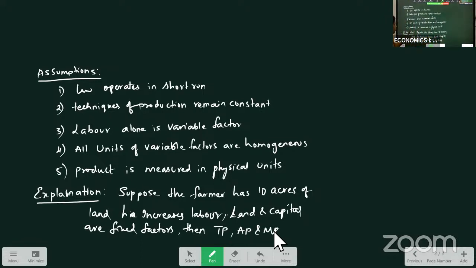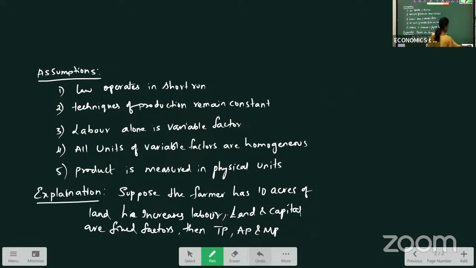So see here, don't get confused, it is a simple concept. Suppose the farmer has 10 acres of land. He will increase the labor. We assume that land and capital are fixed factors. Now we will calculate the TP, AP and MP. Before going to this explanation, first let us study what TP, AP and MP are, which is again important for your VSAQs also. So here I am explaining this one. Okay, next page I'll explain.